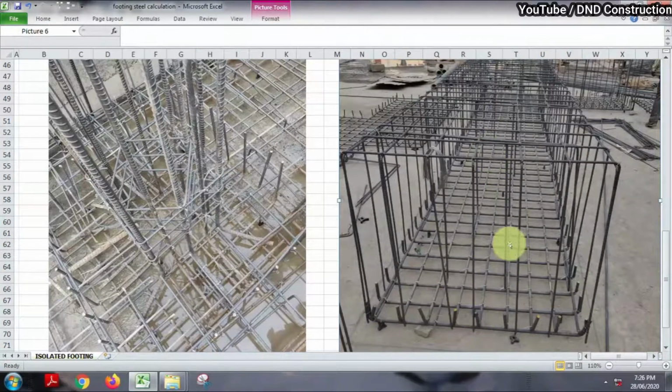This footing has bottom steel and top steel also, but we would get confused in that. So we will study this type of bar bending schedule, where only one mesh is there, bottom X direction and Y direction. So friends, let's start.